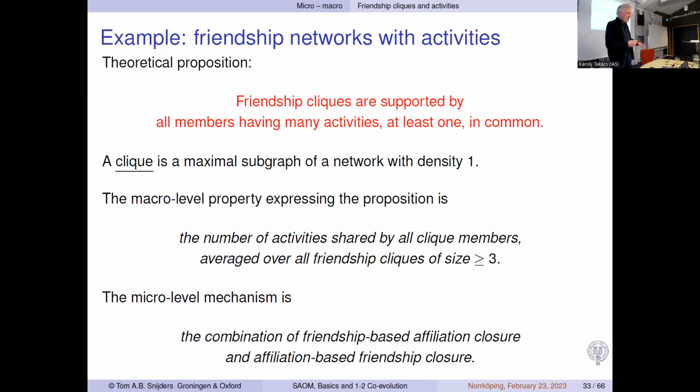And so the theoretical proposition is that a friendship clique is supported by a common activity, at least one common activity. That expresses the basic idea of friendship, that you do some things with your friend. The macro-level property expressing this is the number of activities shared by all clique members in a given network, averaged over all cliques of size 3 and larger.